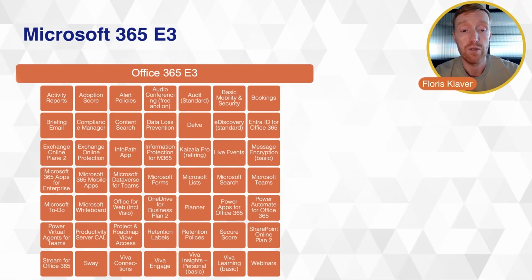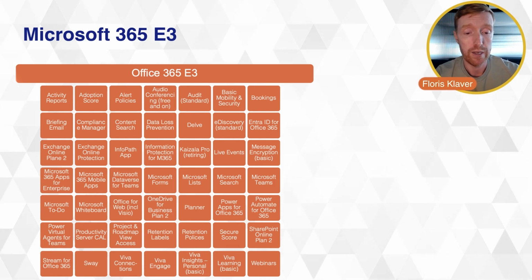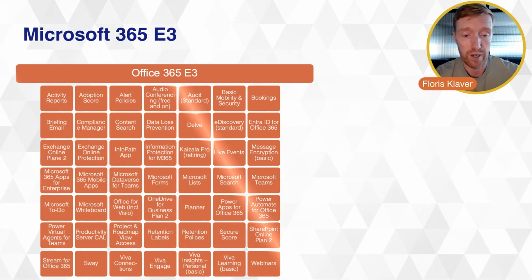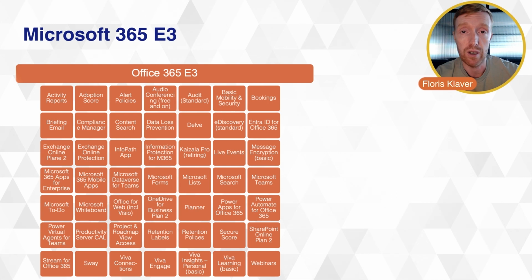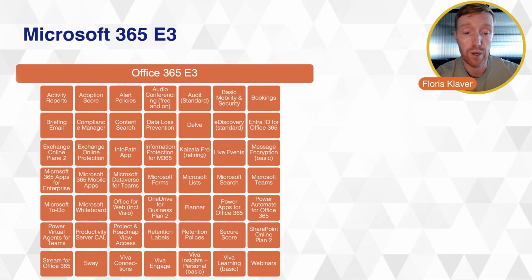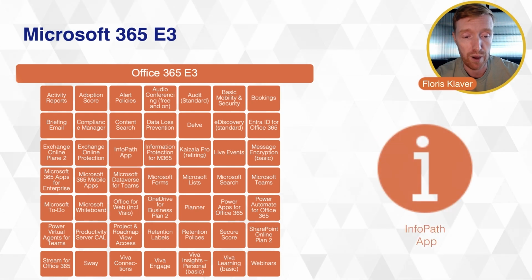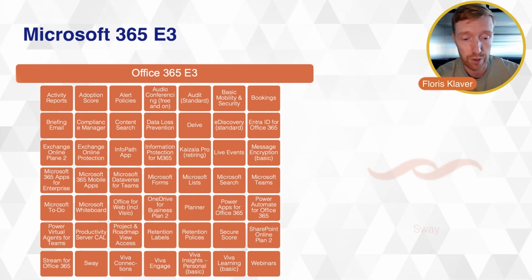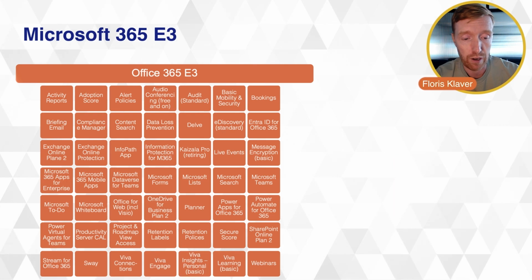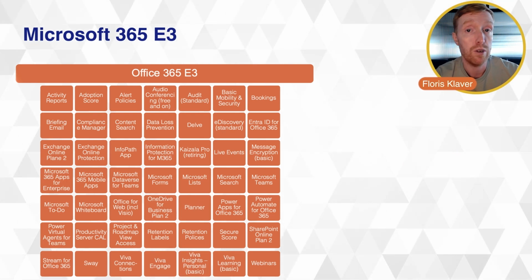So if you look at Office 365 E3, what you immediately see is the amount of products that are included in it. And many of these are tools that you might have access to, but you're probably not using. For instance, things like Bookings or the InfoPath app or Microsoft To Do or Sway or any of the included products, Planner, for instance, or you might be using those.